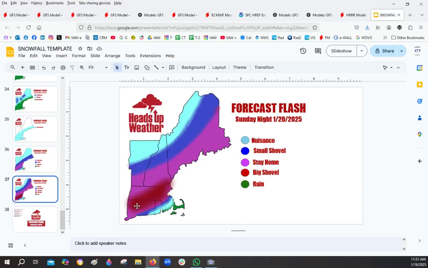And then I tried to highlight some areas where it might get a few bands, maybe some heavier pockets. That's why I tried to gradually shade these in for some higher amounts, maybe just above half a foot. Okay. So again, I might fiddle with these categories, but that's generally what we're looking at here. Covered the timing, the amounts.